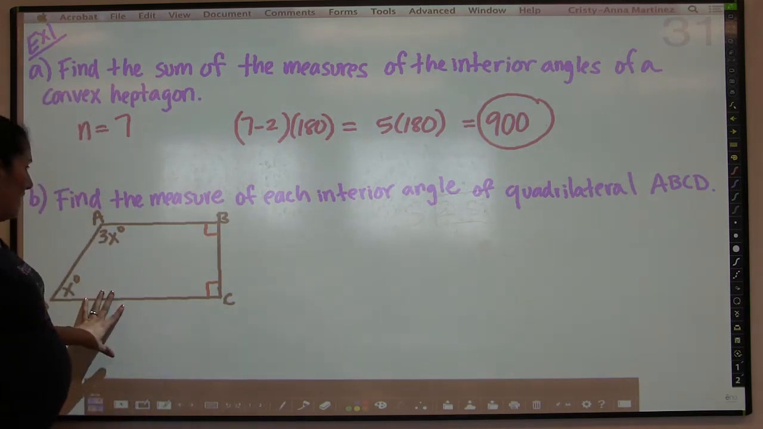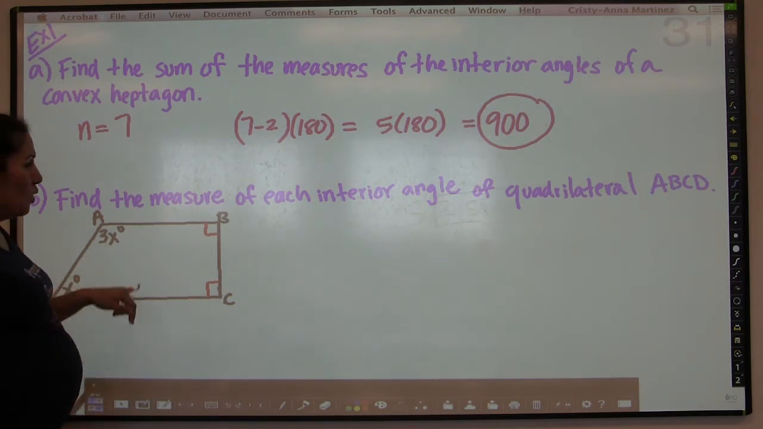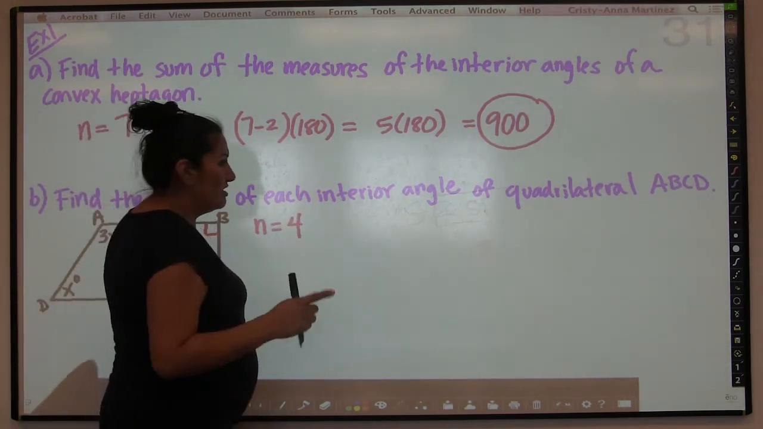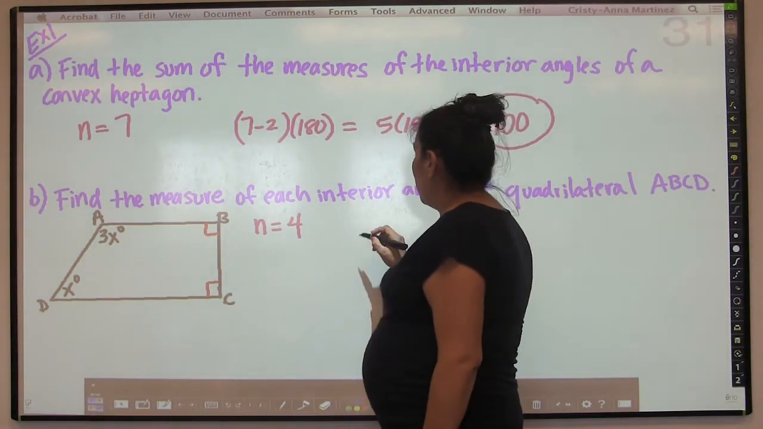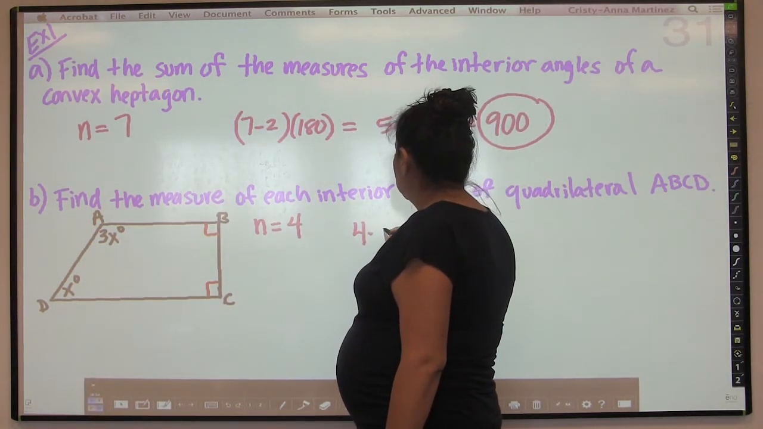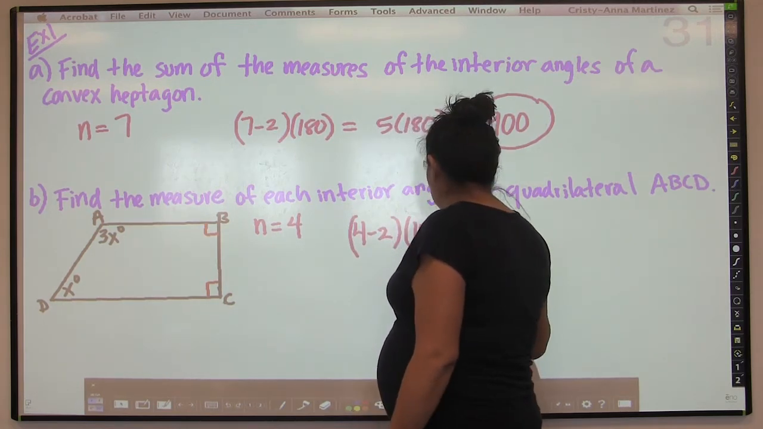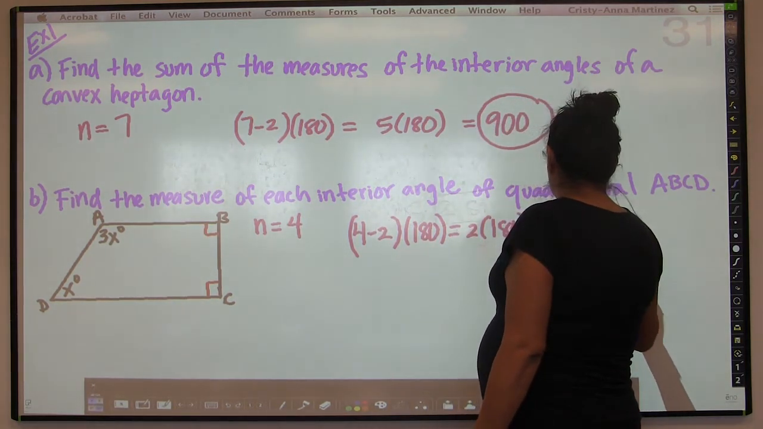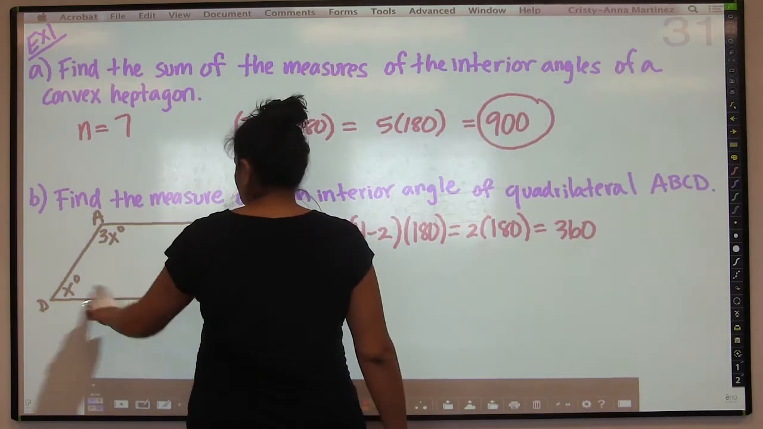Now it says in part B, find the measure of each interior angle of quadrilateral ABCD. I want to find the measure of each angle. Before I can do that, I need to solve for x. Because this is a quadrilateral, the number of sides is 4. So I first have to know how many degrees are in the entire figure. So I'm going to go 4 minus 2 times 180, which is 2 times 180, which is 360.